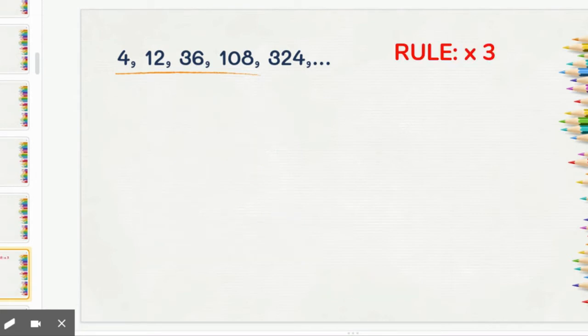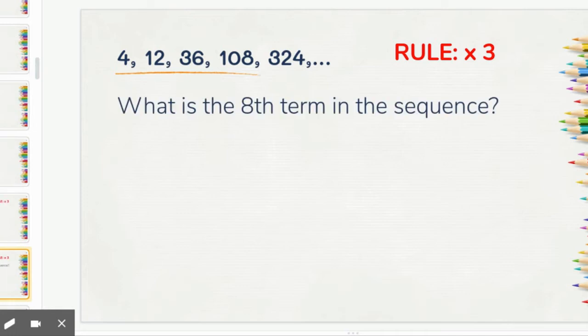So we found out the rule, which is multiply by 3, and that's usually only the first step in solving problems like these. Usually you'll see a follow-up question, such as, what is the 8th term in the sequence? Now, a big mistake some people make is they automatically assume that, oh, the rule is times 3 and I need to know the next term, so I'm going to take 324 and multiply that by 3. However, the question is asking for the 8th term in the sequence.